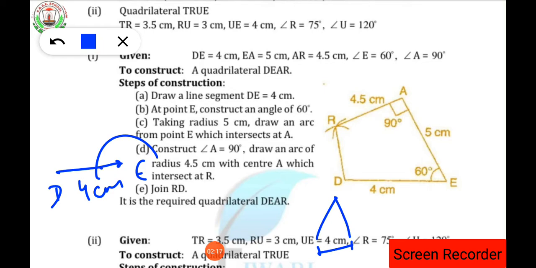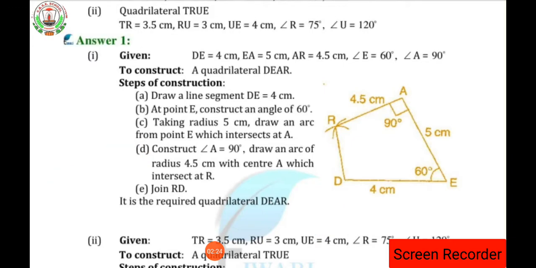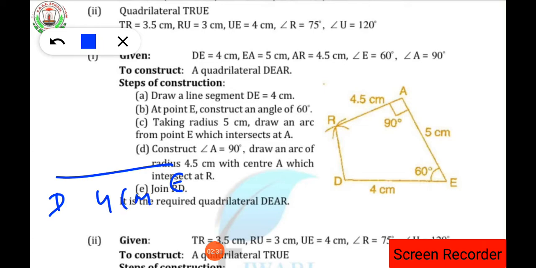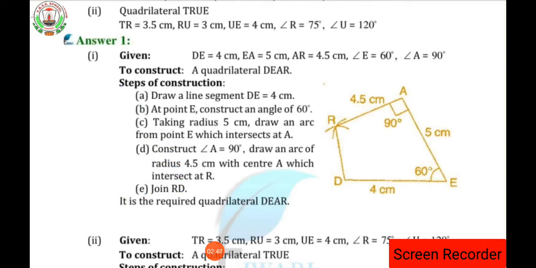Then with the same radius, keep the needle here and draw another arc so that you will get one 60 degree angle. Suppose we have a line segment DE of 4 centimeter, then taking any radius we will draw one arc. You know how to draw the 60 degree; in the same way you have to draw the 60 degree like this. So this angle is 60 degree, which you have to draw using your rounder. Clear up to here?